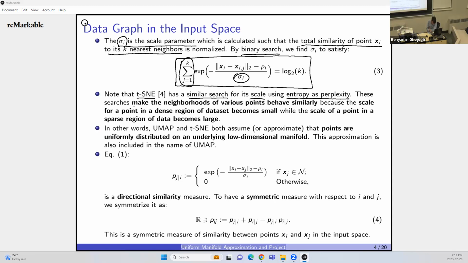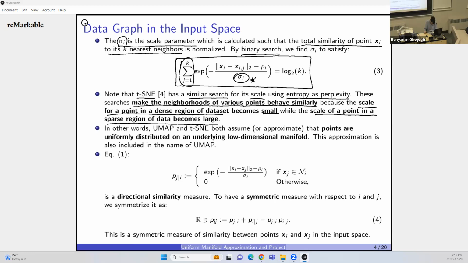These searches make the neighborhoods of various points behave similarly, because the scale for a point in a dense region of the data set becomes small. The scale of a point in a sparse region of data becomes large. Why are we finding this sigma i by binary search? For this reason, because the density of the data set differs in different parts of the space. Therefore, in denser areas, the sigma should be smaller because the variance is smaller. But in sparse regions of data, the sigma should be large.